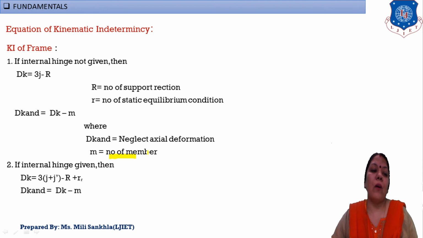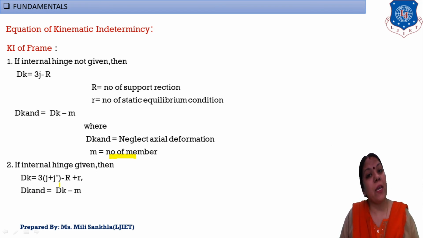Now if internal hinge is given, in that condition the equation of frame is the same as the equation of beam: dk is equal to 3j plus j dash minus r plus rr, where j is number of joints, j dash is number of internal hinges, r is support reactions, and rr is number of members connected to the internal hinge minus 1. Then dk NAD is equal to dk minus m, m is equal to number of members.